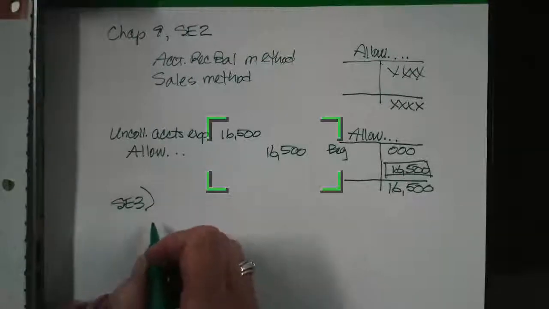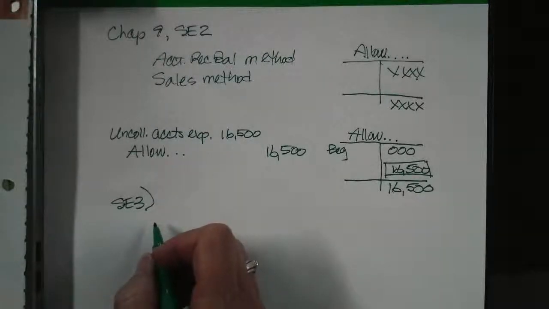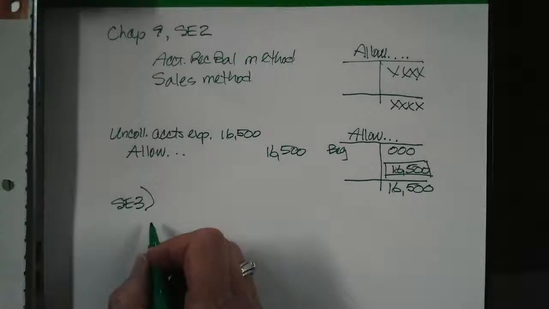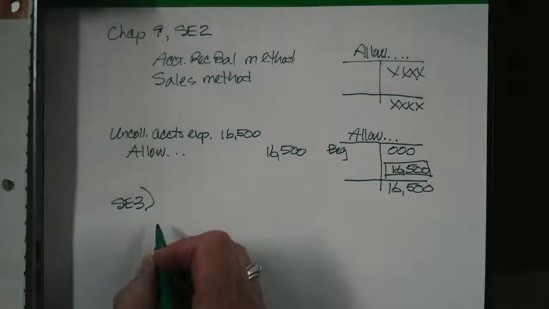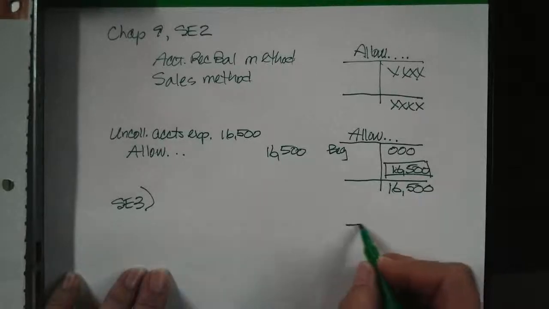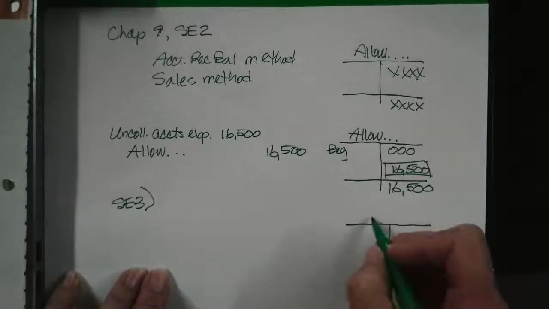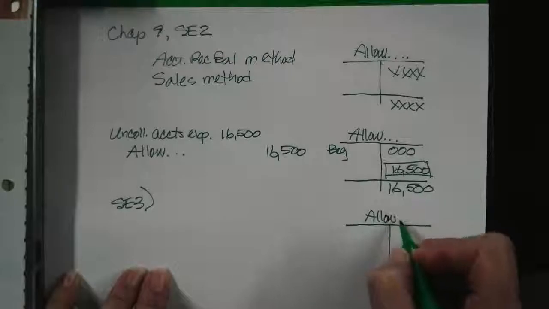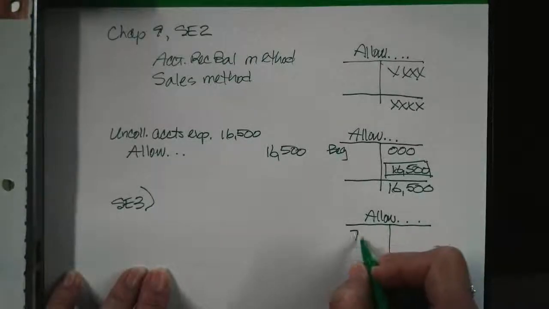At the end of October, Santa Fe Company's management estimates the uncollectible accounts expense to be 1% of net sales of $1,385,000. Prepare the journal entry to record the uncollectible accounts expense, assuming the allowance for uncollectible accounts has a debit balance of $7,000. Out here, I'm going to put the allowance and what it looks like now.